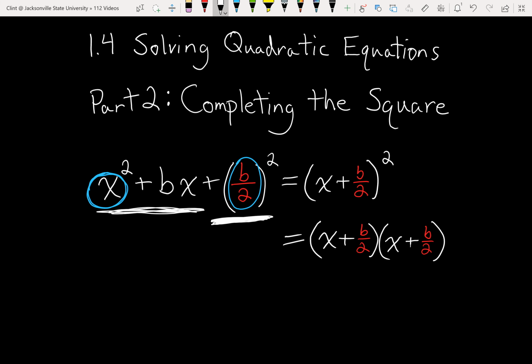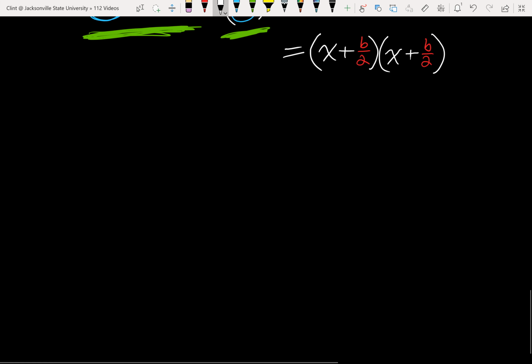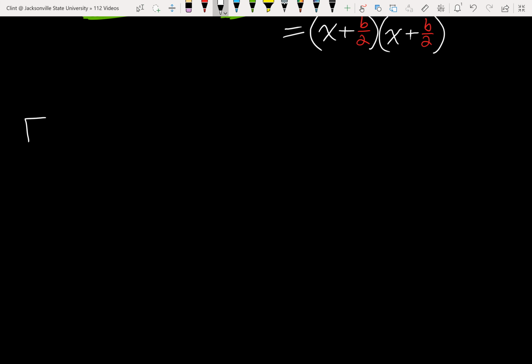And the way we're going to use this is we're going to manipulate things with our equation so that on the left side of our equation we have a situation like this. It's x plus b over 2. Then we're going to figure out what our number b over 2 is and add it squared to both sides of our equation. And then once we get to this form, the x plus b over 2 squared part, we can solve our equation by just taking the square root of both sides. Okay, so let's take a look at that and see how it plays out. Let's get an example. Okay, so here's the problem.